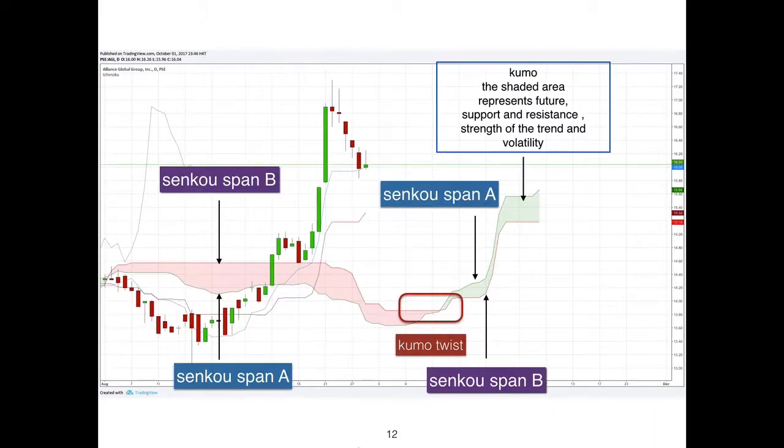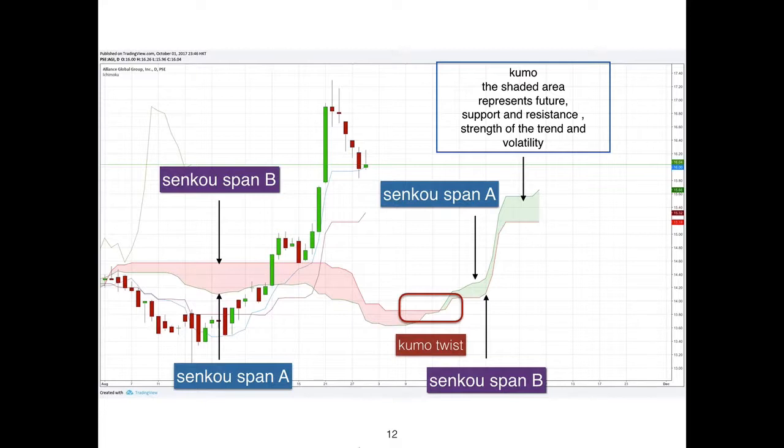The Senkou span A is also known as the leading or preceding line 1. This is the average of the Tenkan-sen and Kijun-sen for the past 26 periods, and it is plotted 26 periods forward. The Senkou span B is also known as the leading line 2. It is the average of the highest high and lowest low for the past 52 periods, plotted 26 periods forward.